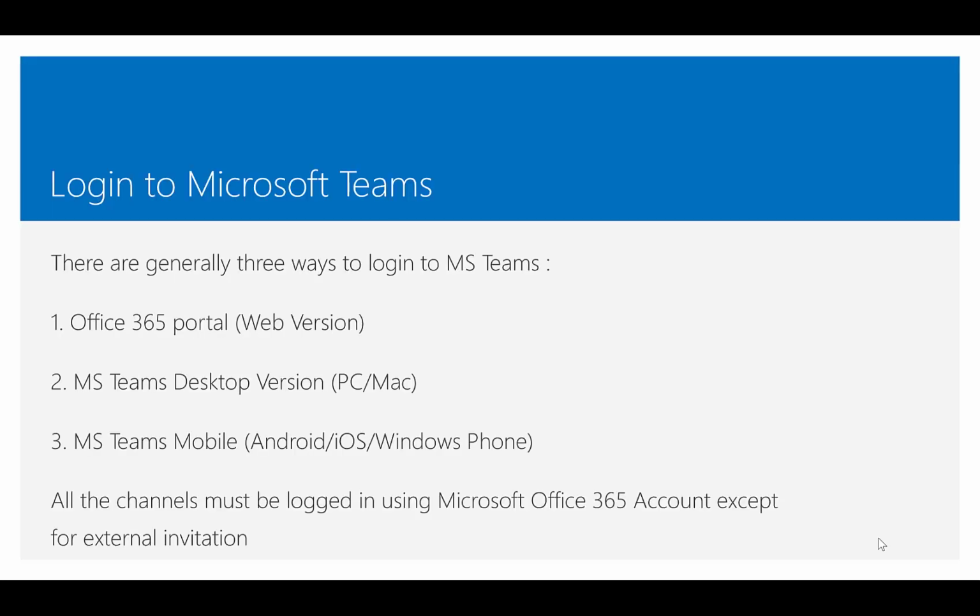Okay, to log into Microsoft Teams, there are generally 3 ways. Firstly, through the Office 365 portal, which is the web version. Secondly, through the Microsoft Teams desktop version, either the Windows version or Mac version, and then finally using the mobile versions. It's available for Android OS, iOS for iPhone, and also for Windows Phone.